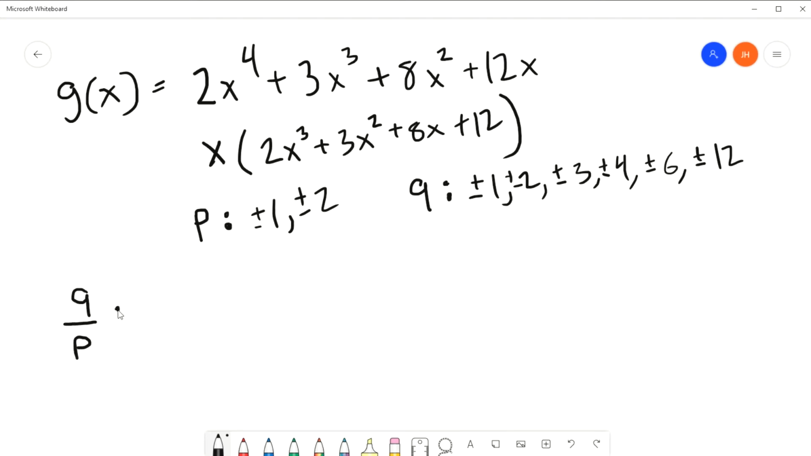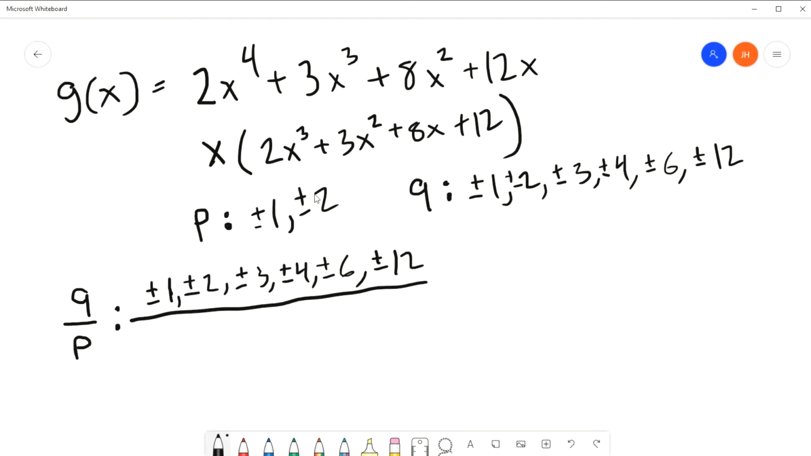Okay, so Q over P would be plus or minus 1, plus or minus 2. I'm just going to copy this list here. Plus or minus 3, plus or minus 4, plus or minus 6, plus or minus 12, all over 1 and 2. Now what are all of the possible x-intercepts, all the possible zeros? This is what rational zeros theorem does. It generates a list. So I just need to look at all the possible combinations.